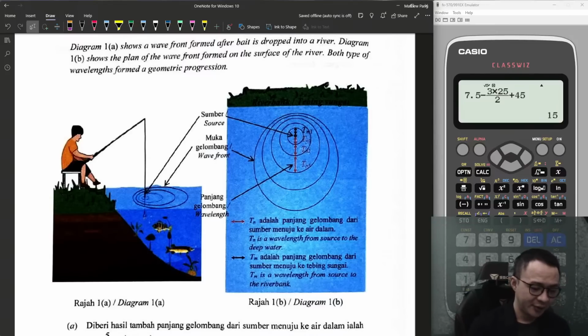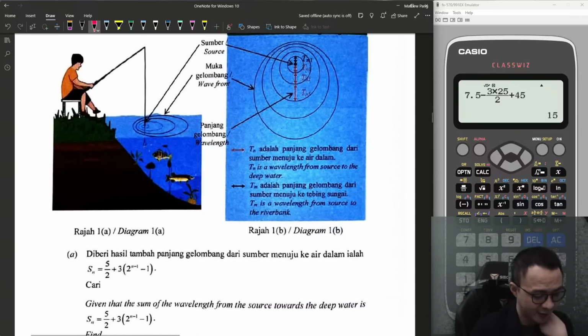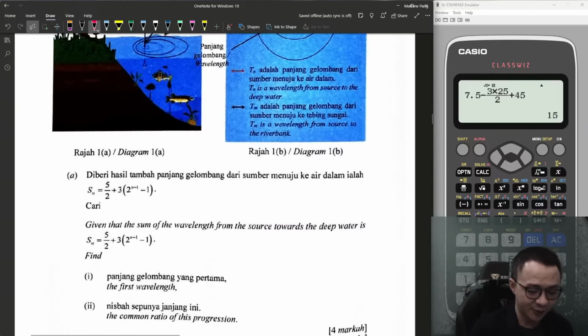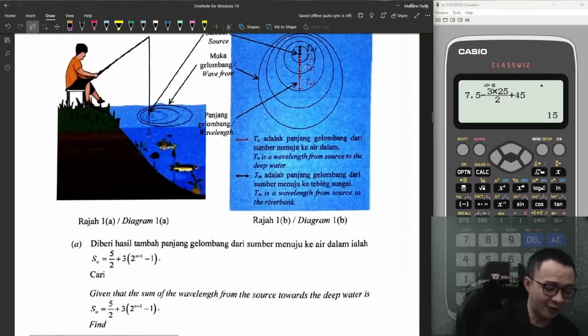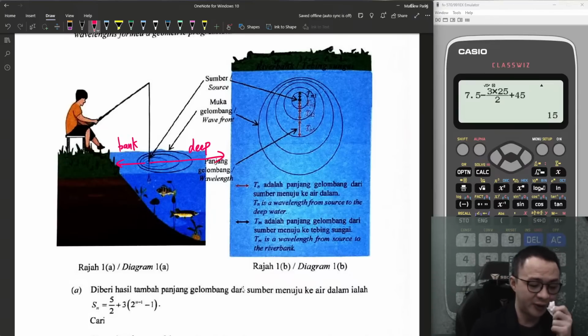So basically you can see you have some different lengths here, like T1, T2, T3 and so on. It's given that the sum of the wavelength from the source toward the deep water. Right now, for A, they want to calculate the waveform toward deep water. And for B, they want it toward the bank. Okay, this is toward the bank. So we have a look at toward the deep water first.